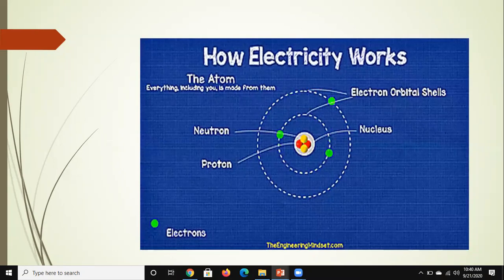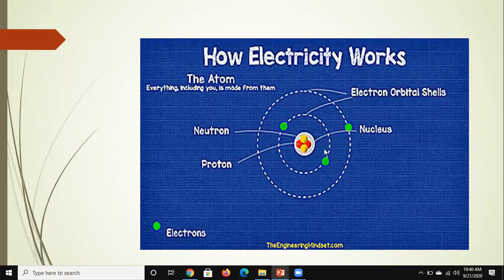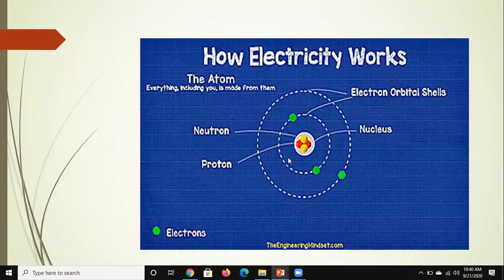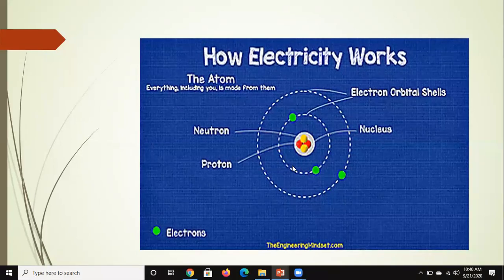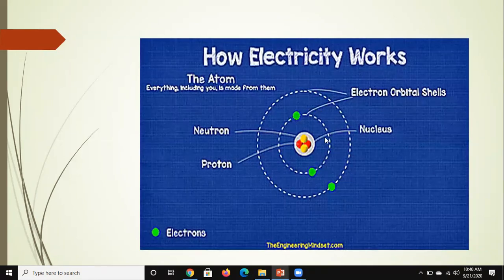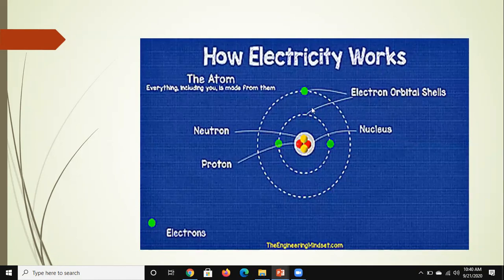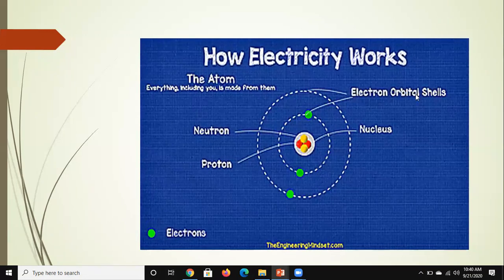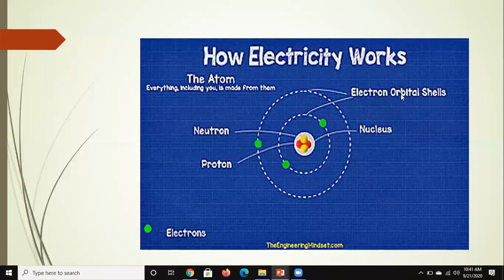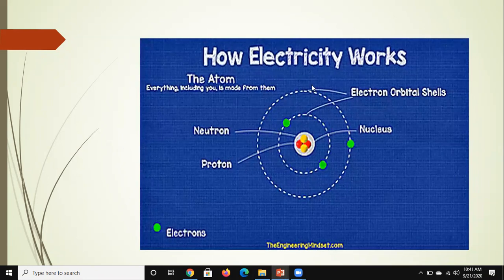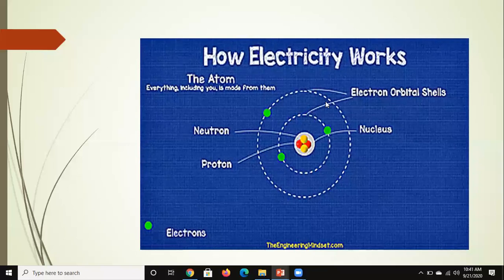Now the next point: look at the green color. Actually, these are electrons, which are very small in size. The way in which the electrons revolve around the nucleus is called electron orbital shells. You can say orbits, shells. Okay, both words are used. And this is the whole structure of an atom.